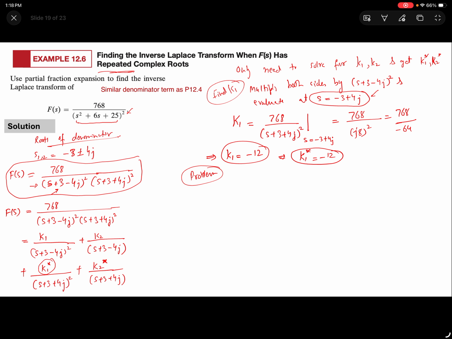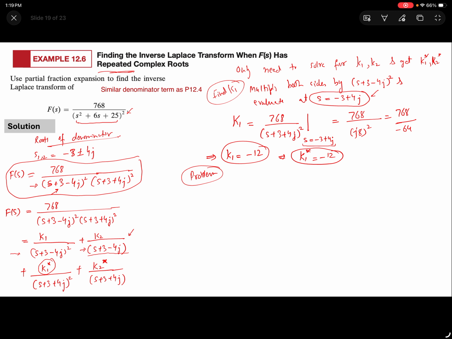The problem with finding k2 is that if I multiply everything by s plus 3 minus 4j, and look at the right hand side, I will be left with k2, and in terms of k1, I'm going to be left with a denominator term, s plus 3 minus 4j, without a square. And then once I evaluate that at s equals minus 3 plus 4j, this is going to make k1 over 0, and infinite. So that is why I cannot just multiply it the same way.